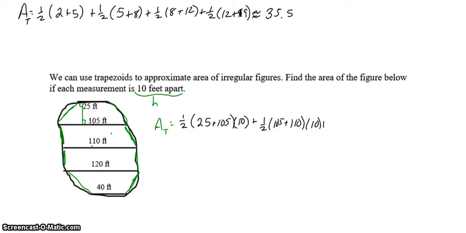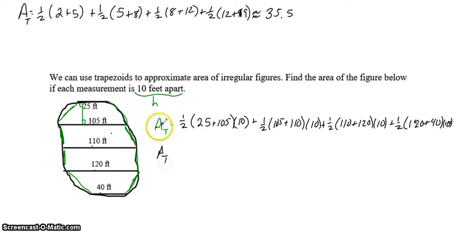Distance between. Third trapezoid, between 110 and 120 length. Are your legs? Sorry, your bases. Times the distance between is your height. And then the last trapezoid, 120 to 140. And the distance between.